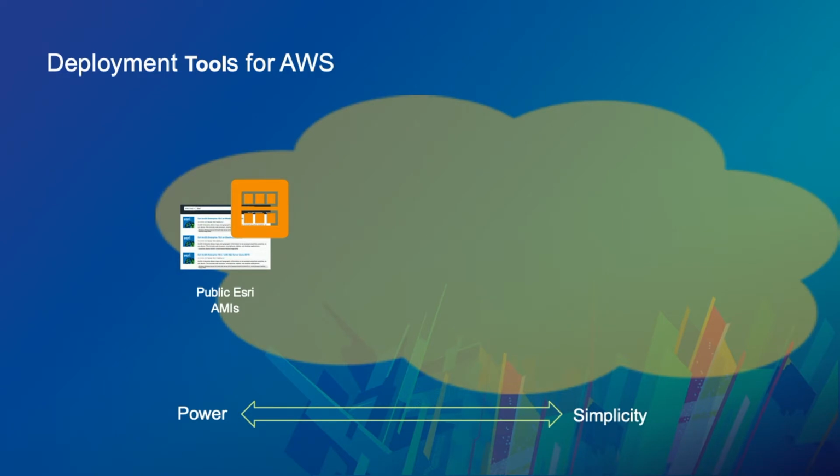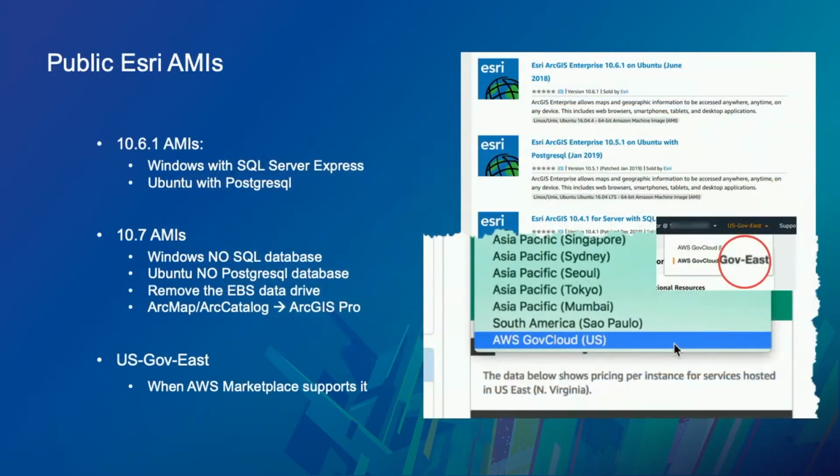It's not just a new version of the software. We still work on it to make it optimized and better to use. Let's take a look at what we did for 10.6.1 and 10.7. For 10.6.1, we have two images: Windows with SQL Server Express and Ubuntu with Postgres. If you've been with us, we used to have three AMIs. We cut the Windows with SQL Server AMI, because Amazon now offers a database, RDS for SQL Server. That's a better option than running a database on a standalone machine.